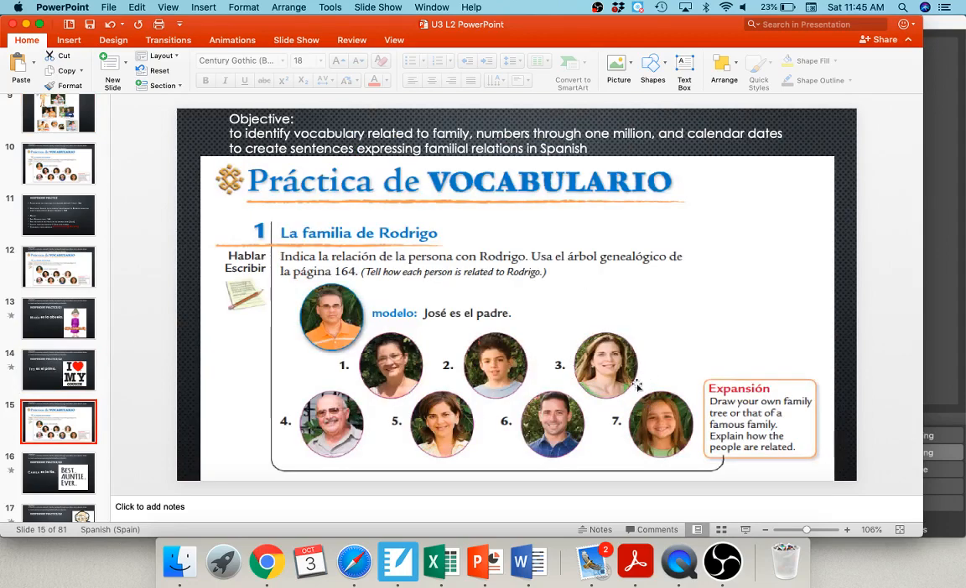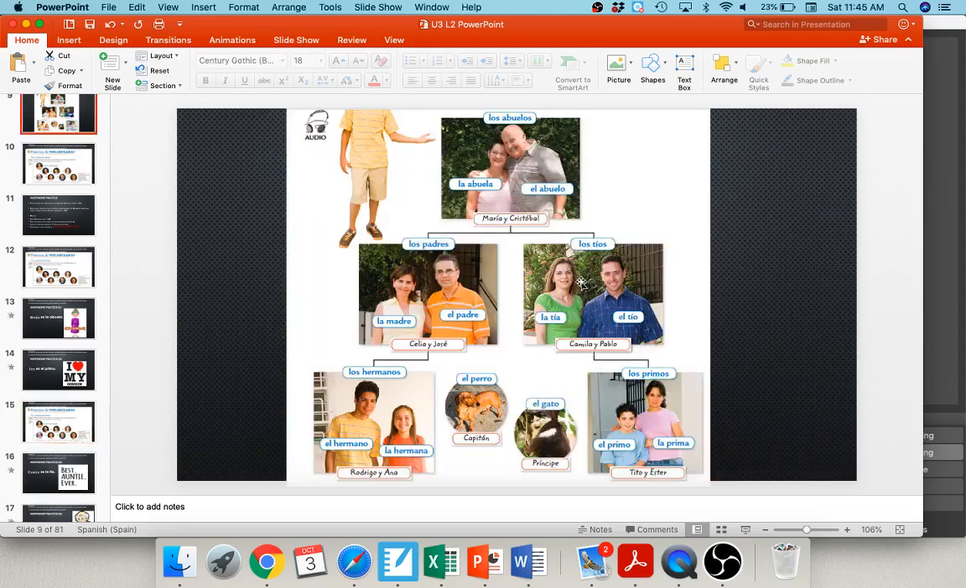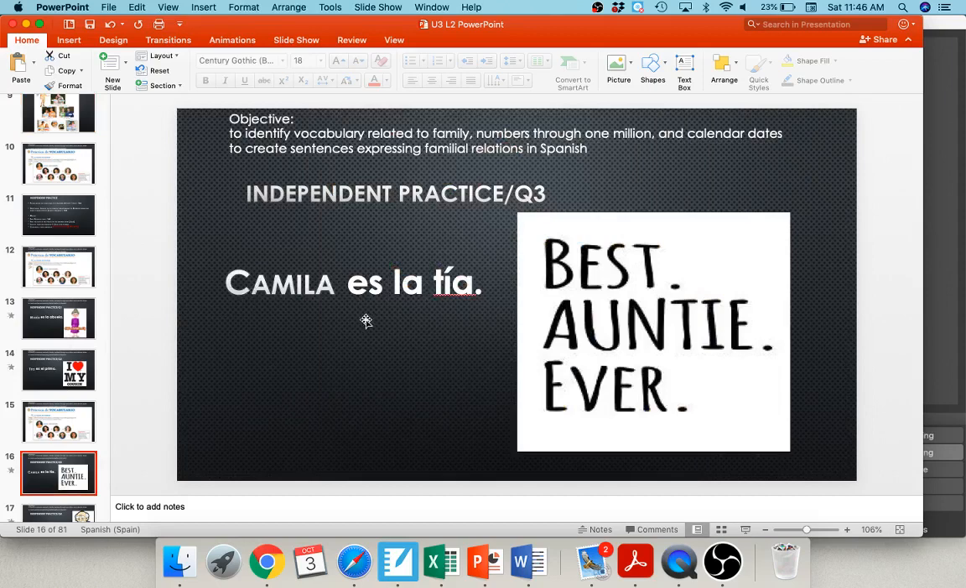As we look at number 3, we see this woman here. If we go back and look at our picture, we can find her. Here she is. Her name is Camila, and she's la tía. She is the aunt of Rodrigo. So in our sentence, we would say Camila es la tía, the aunt.